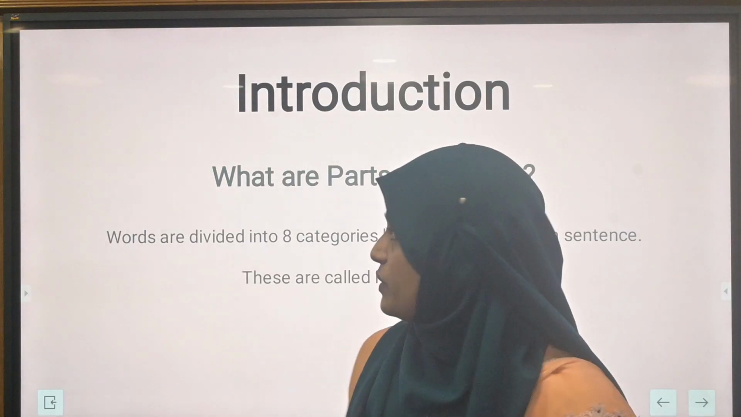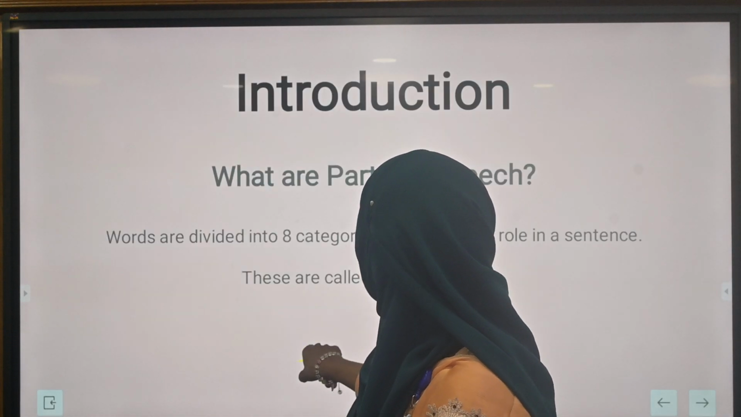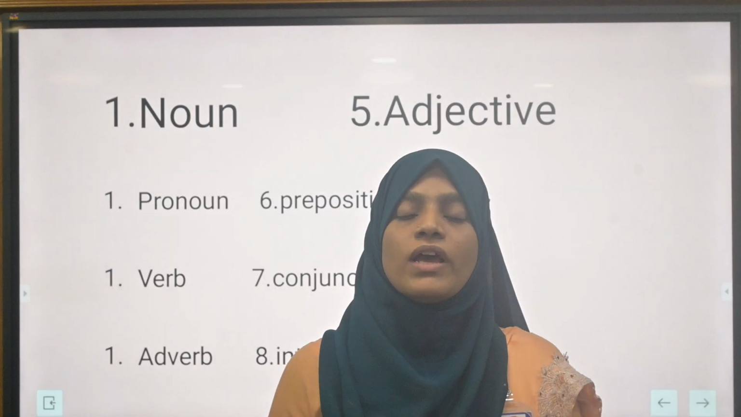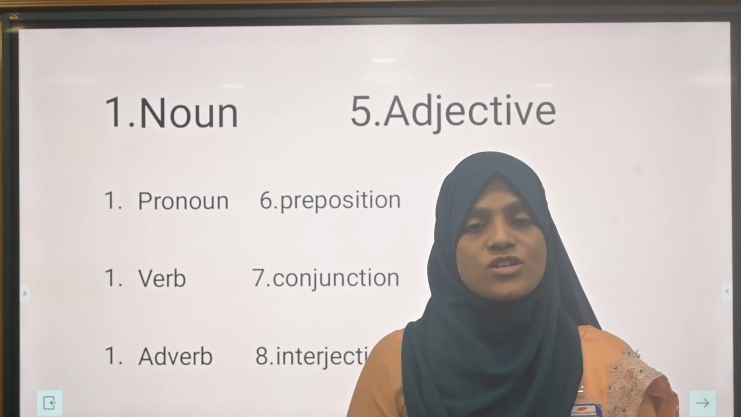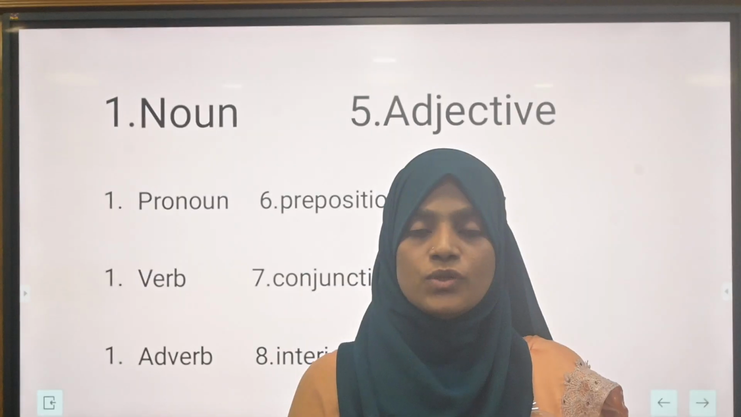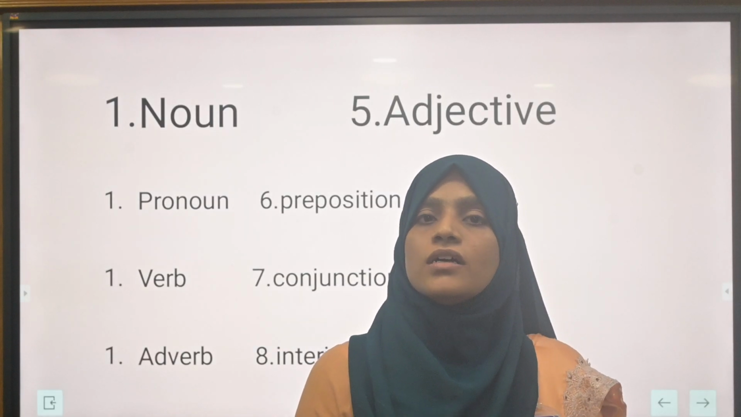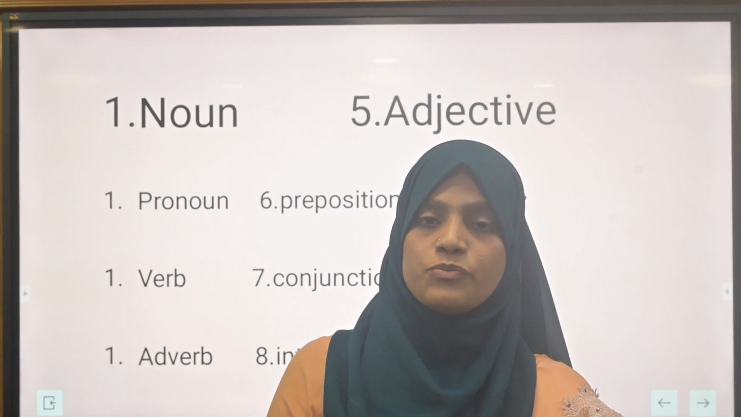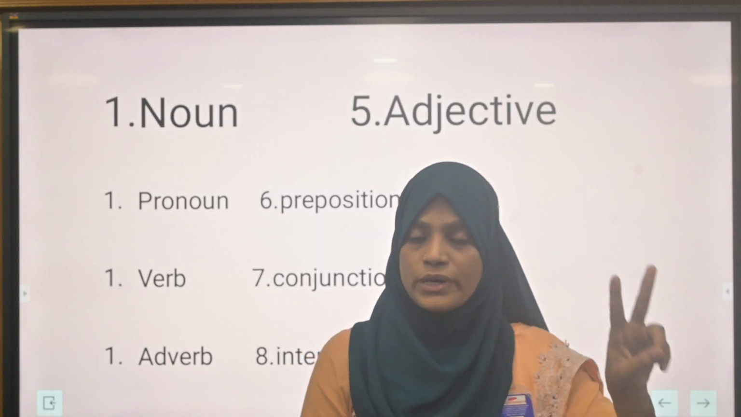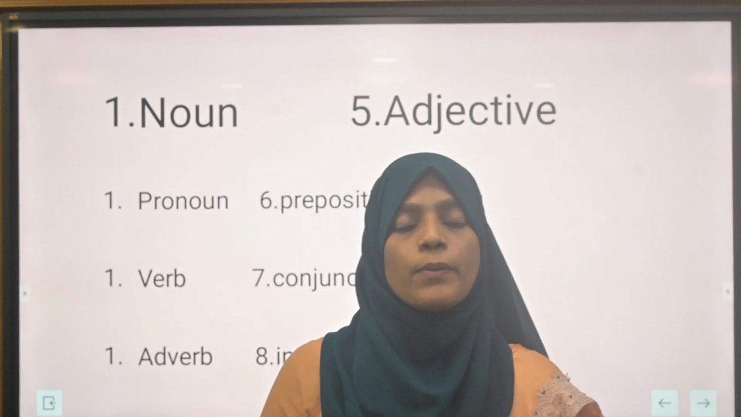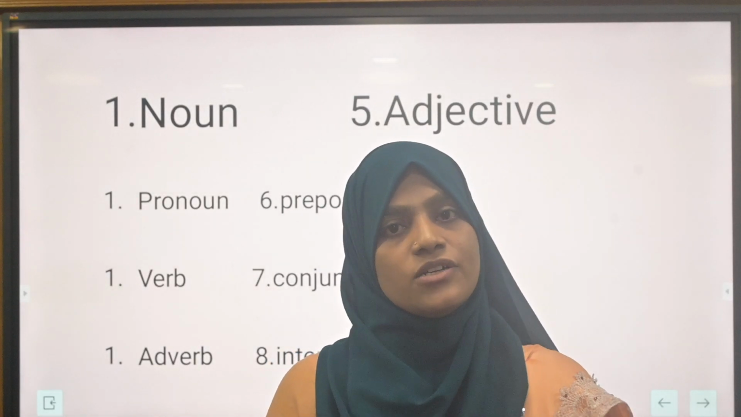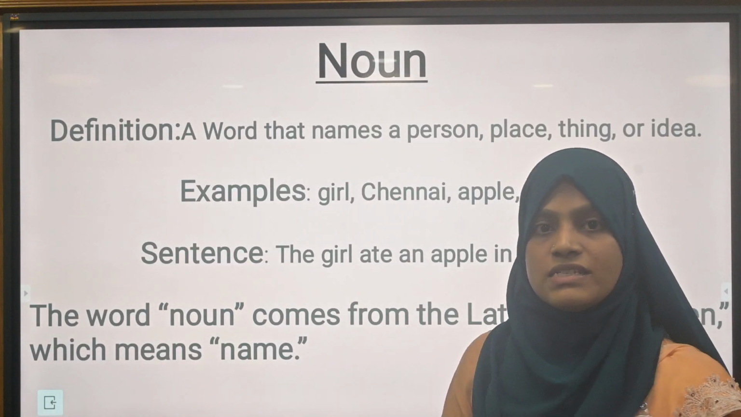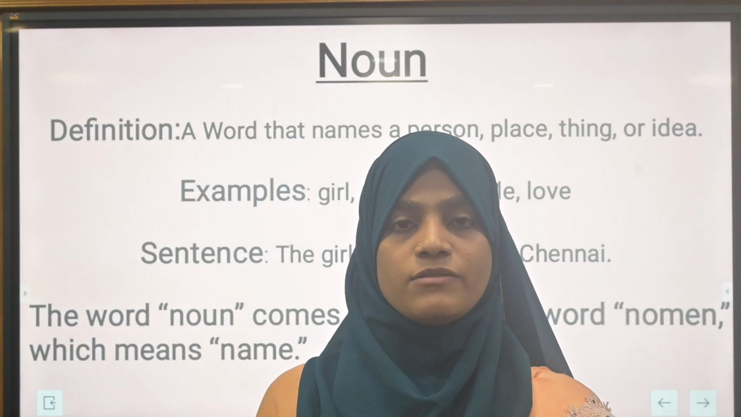Let's know the 8 parts of speech. As we know, we have millions of words in the English language, isn't it? Those millions of words were divided into 8 categories. Those 8 categories work according to their role in the sentences, that is, the part of speech. We have namely noun, pronoun, verb, adverb, adjective, preposition, conjunction and interjection. These are all parts of speech. So now let's see every part of speech in detail. Let's begin with the noun.